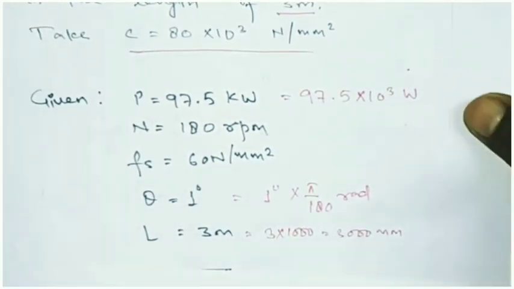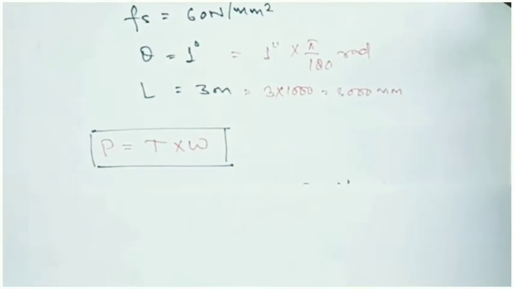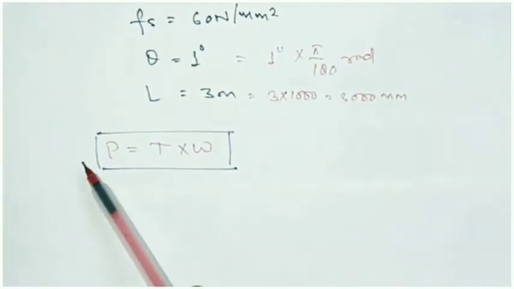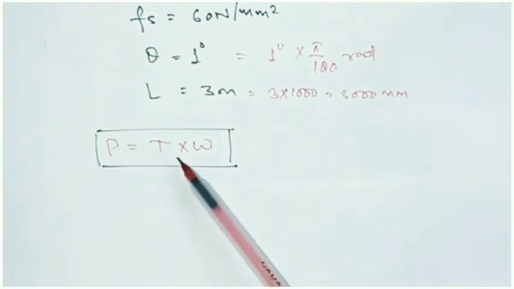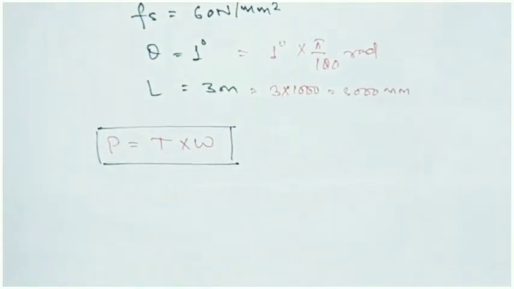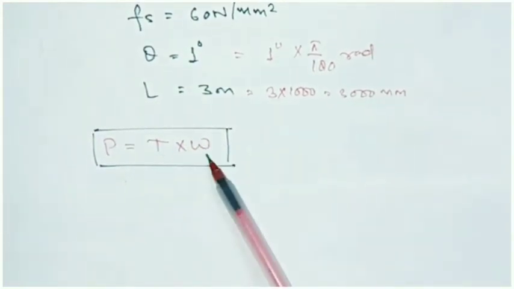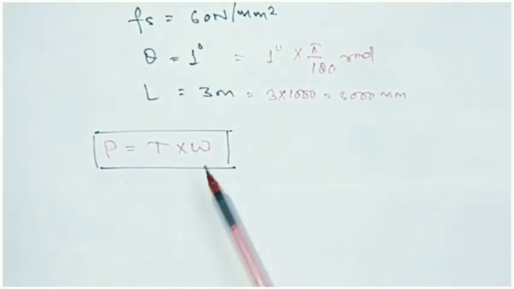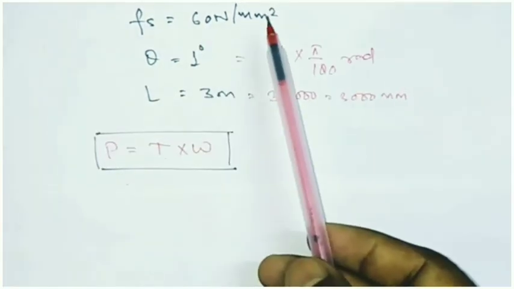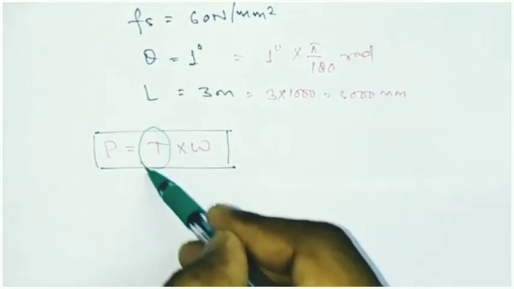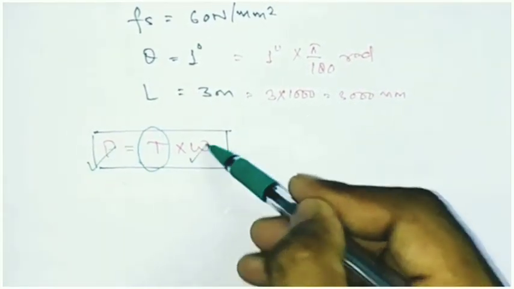After writing all the information that has been given, we also use a formula, that is power is equal to torque into angular velocity. P stands for power, T stands for torque, and omega stands for angular velocity. We know that power is given in the question above. We have to calculate the torque, but for calculating the torque we must know power as well as omega.